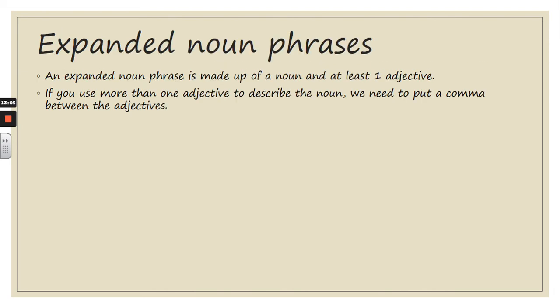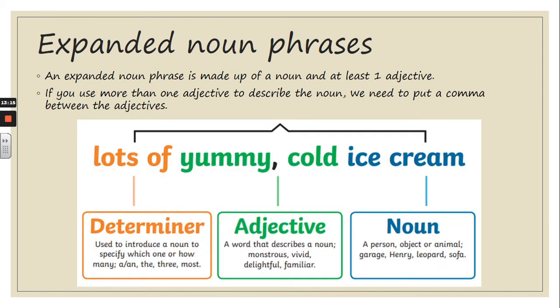Expanded noun phrases. So an expanded noun phrase is made up of a noun and at least one adjective. If you use more than one adjective to describe the noun, we need to put a comma between the adjectives. Let's have a little look at an example. So lots of yummy cold ice cream. So you have a determiner to start us off to just tell us which thing we are talking about. Then we have our adjective.